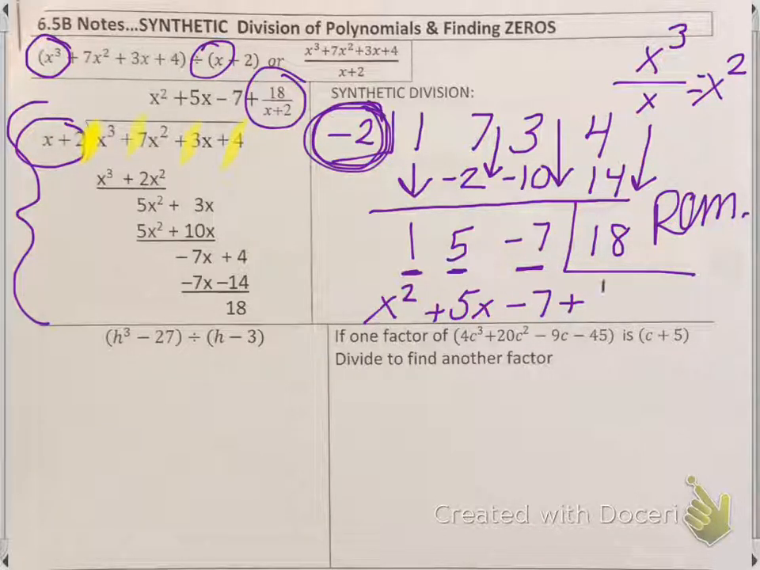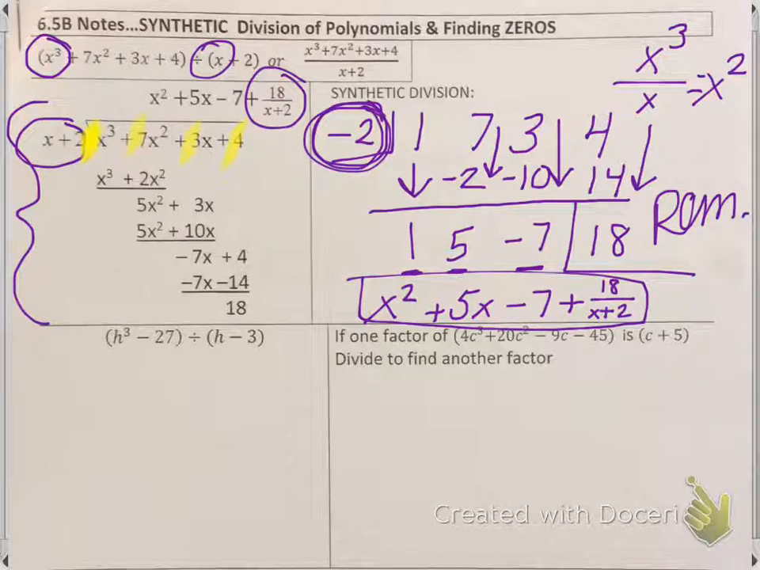Let me write that a little nicer. My remainder over what I was originally dividing by, which was x plus 2. That is my entire process. We like that because it's easier. However, we can't always use it.